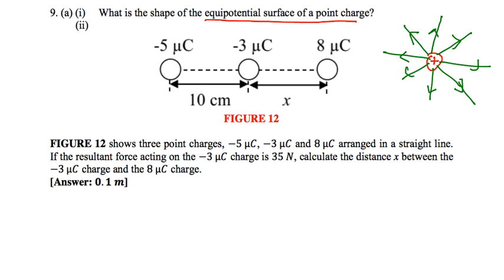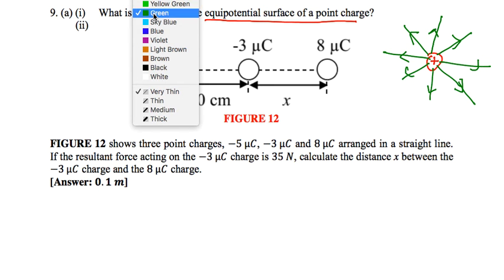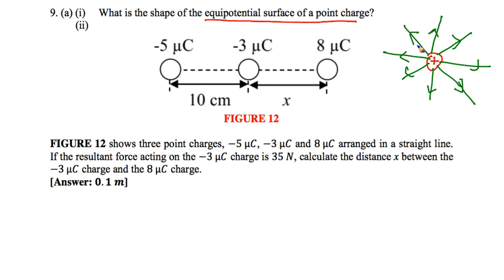And then you draw, let's say, the dashed line here around the positive charge, right? So this is a dashed line. This is the shape of the equipotential surface for the point charge. So the shape here is a sphere, right?